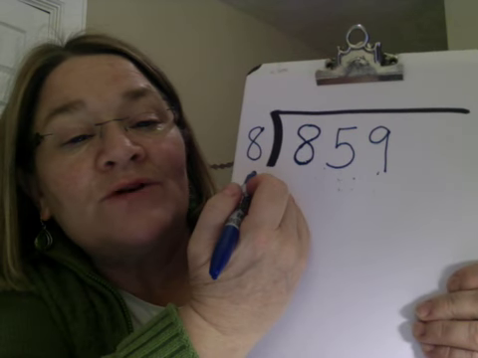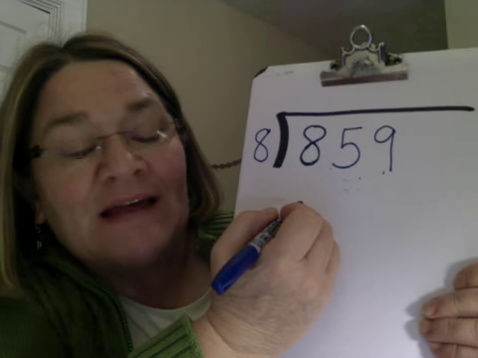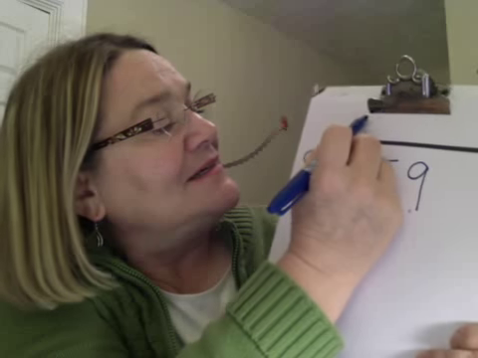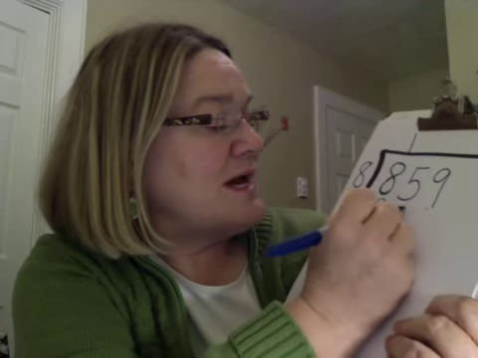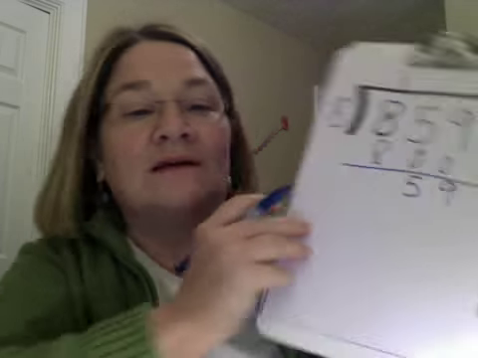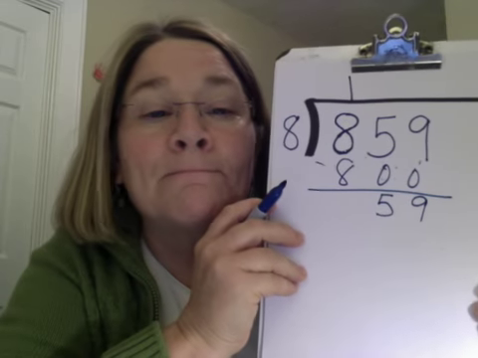And our first thing we do is we check out the first column, which in this case is the hundreds column. And there is one group of 8 in 8. So here we go. We'll subtract, and we end up with 59 by the time we subtract that.